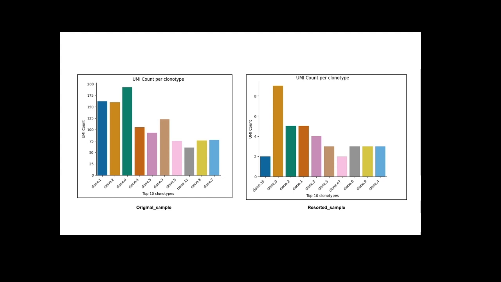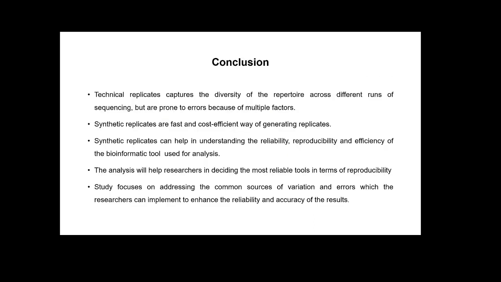So we have to identify why synthetic replicates are important in reproducibility. A technical replicate captures the diversity of the entire repertoire, but it is very prone to error through multiple factors, like human error or error in library preparation. But synthetic replicates are a fast and cost efficient way of generating replicates. It will not replace the technical replicate, but it will help us understand whether the tool which we are using for bioinformatic analysis is reliable, reproducible, and efficient. And this will help researchers in identifying the most reliable tool they can use in terms of reproducible results.